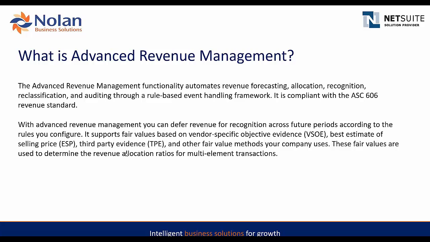So what is advanced revenue management? The advanced revenue management functionality basically automates revenue forecasting, allocation, and recognition, reclassification, and auditing through a rule-based event framework. It is compliant with the ASC 606 revenue standard, for those of you who know what it is. What it enables you to do is defer revenue across multiple periods according to the rules you configure.